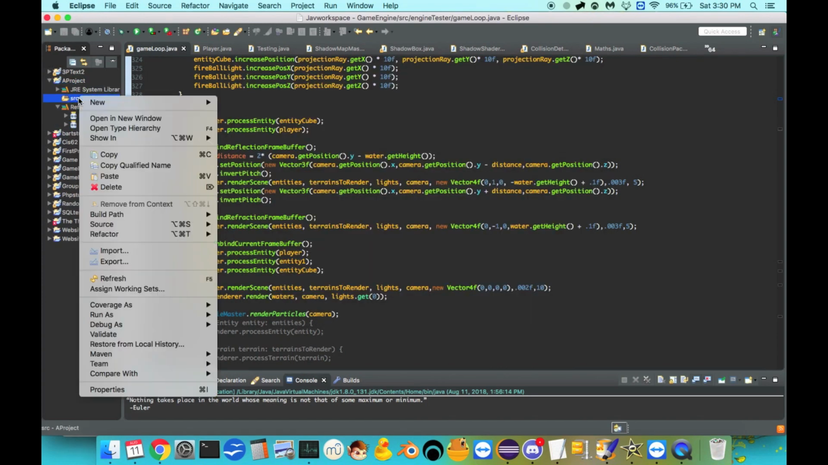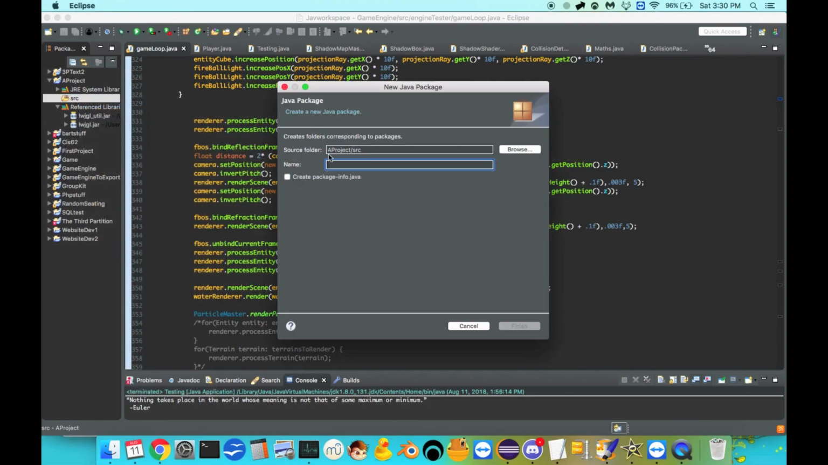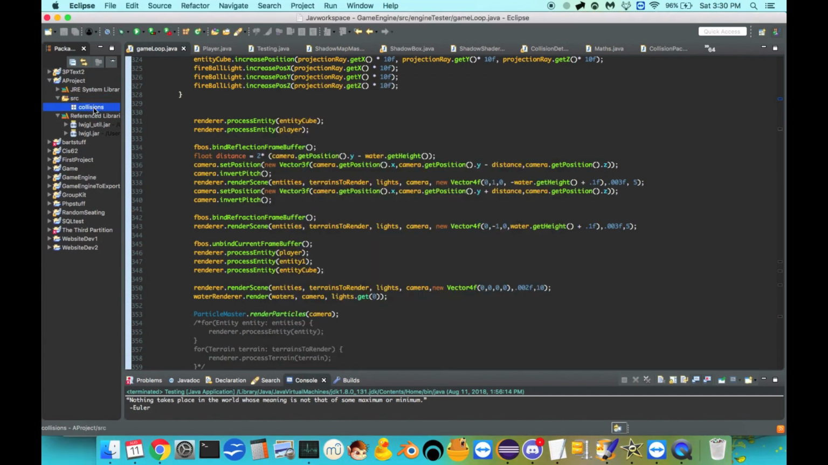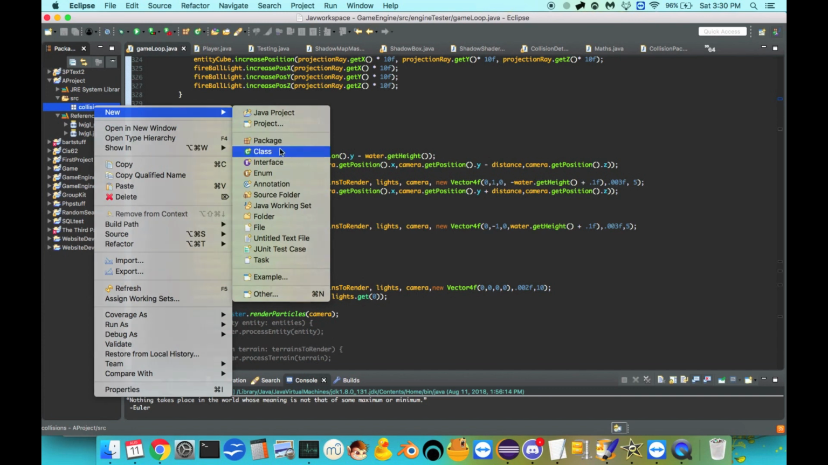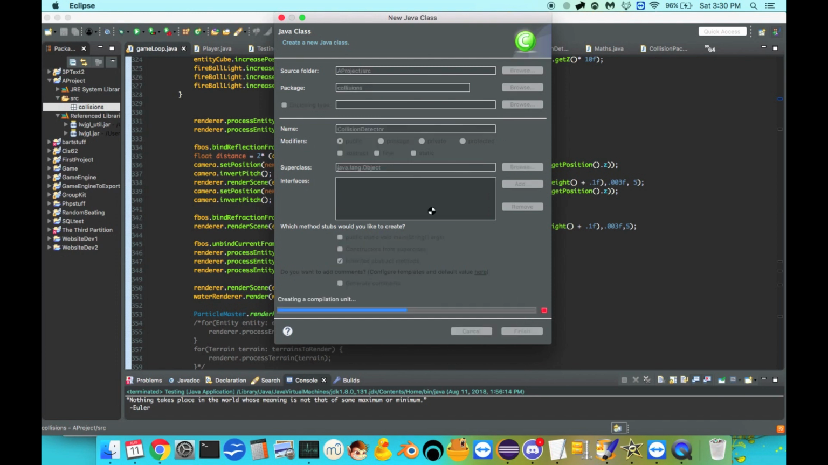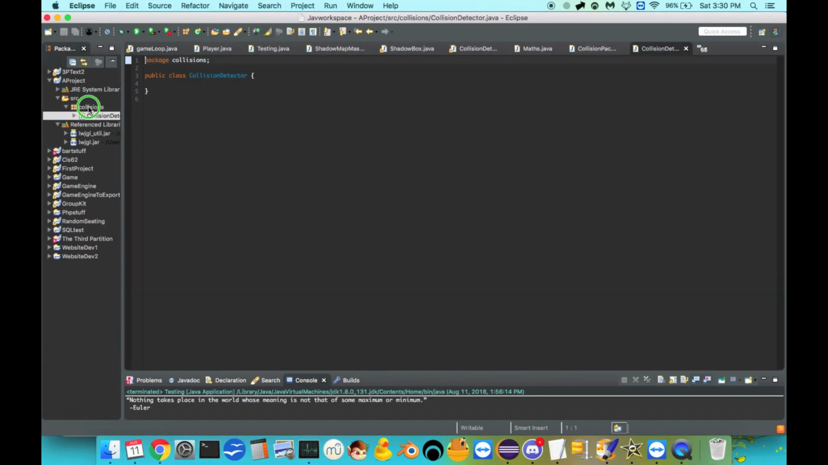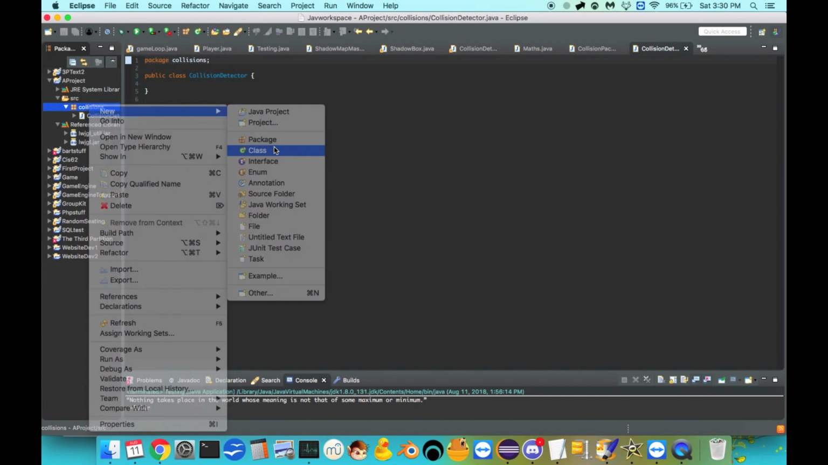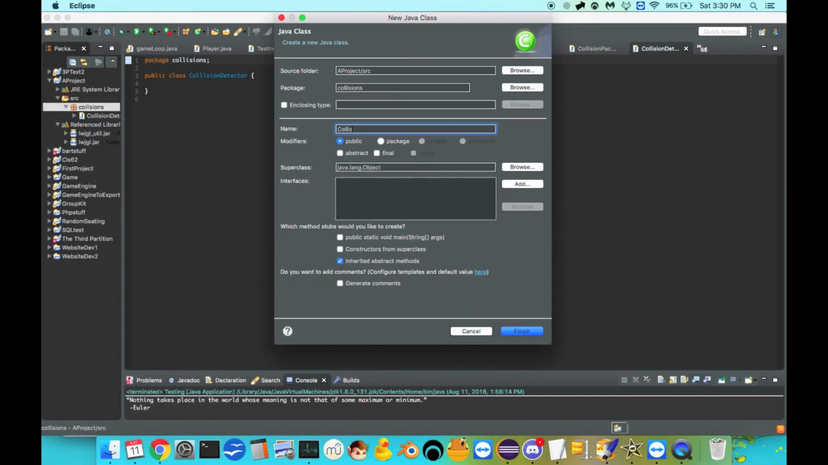The next thing we're going to do is create a new package, and this will contain the collision classes. We'll make a class. One of them will be the collision detector, and we'll code this second. We're going to make another class first, and we'll call this second class our collision packet.